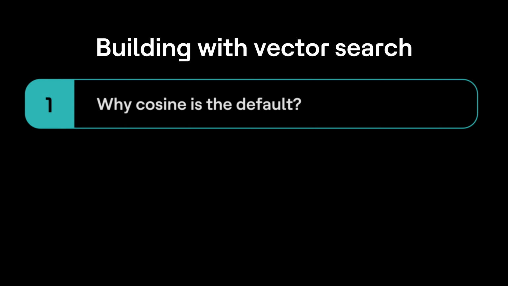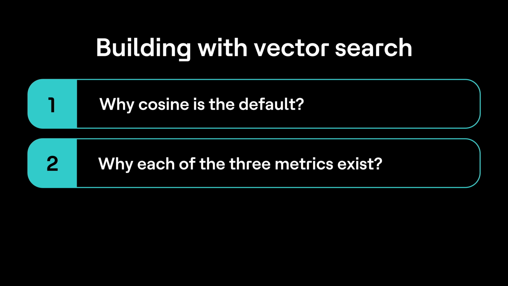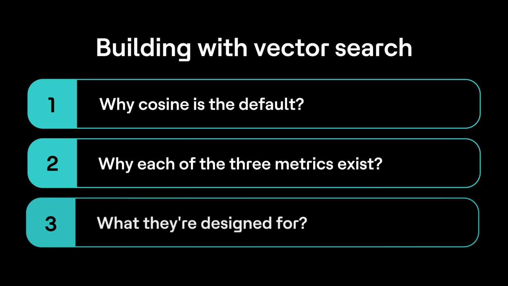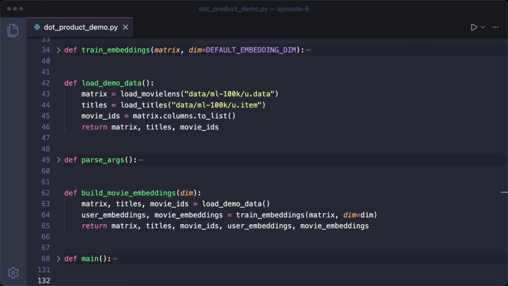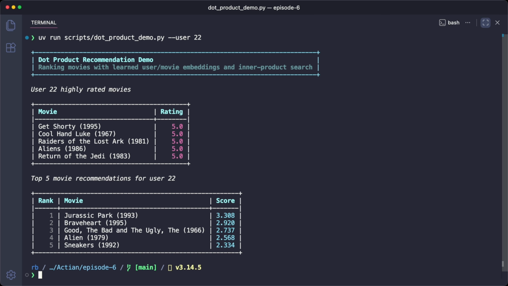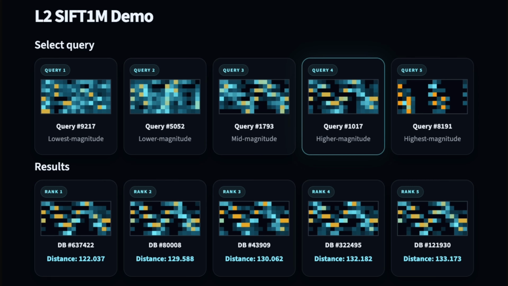But if you're building with vector search, you should understand why cosine is the default, why each of the three metrics exist, and what they're designed for. And that's what we'll be covering in this video, along with sample code and live demos so you can see each distance metric in action.